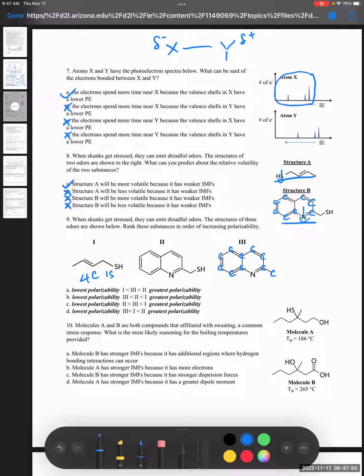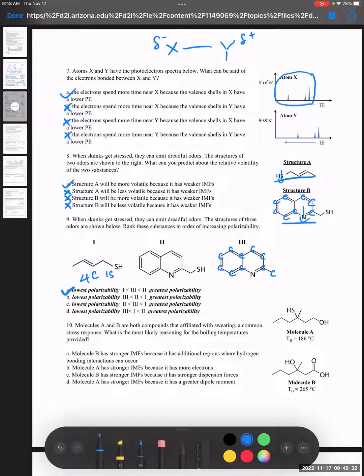Oh, there's only one answer with the lowest polarizability. Okay, and then 3, and then 2 will be the most polarizable. Why? It has the most number of electrons, because on top of having 10 carbon atoms, it also has sulfur as well. And then because of that, we can say that it is going to be the most polarizable. That is true. Okay, so anyway, based on the least polarizable molecule, the correct option has to be option A.